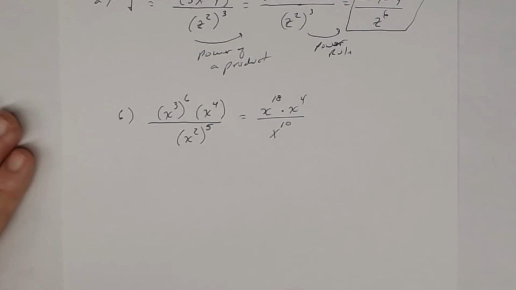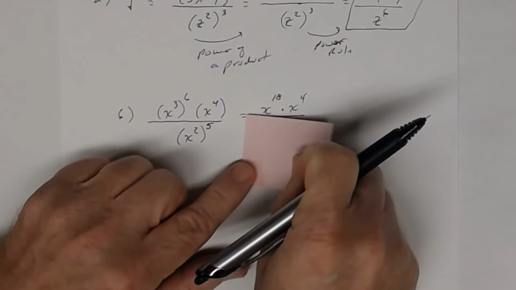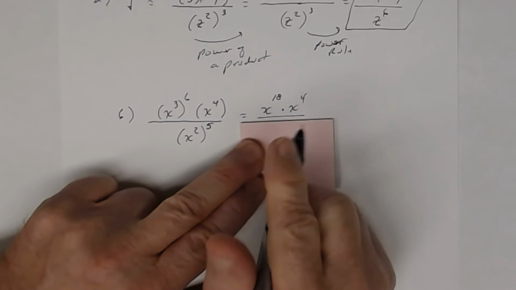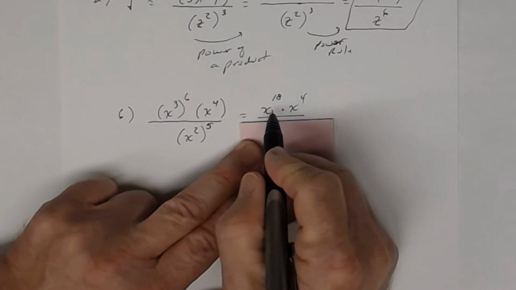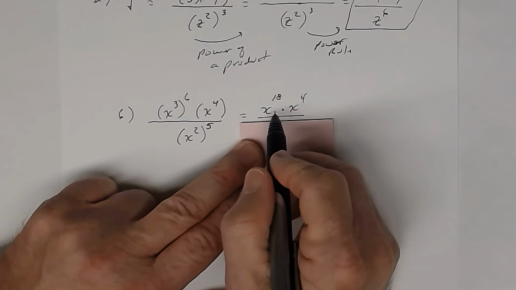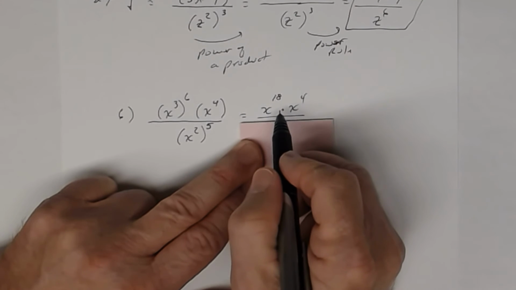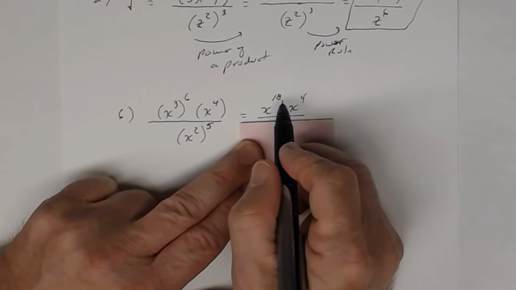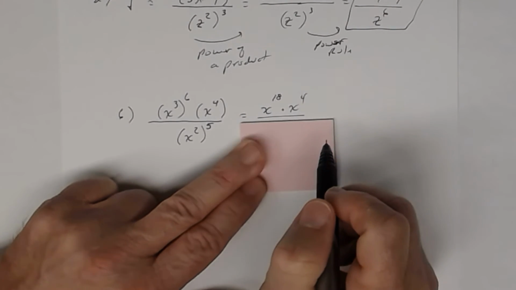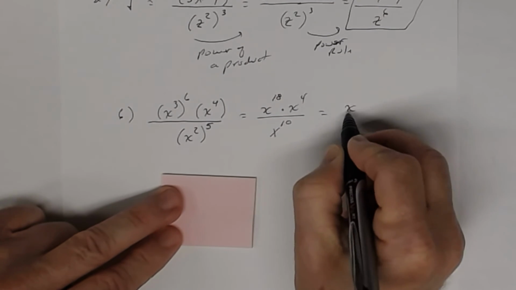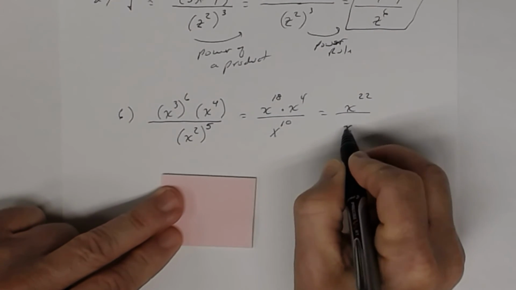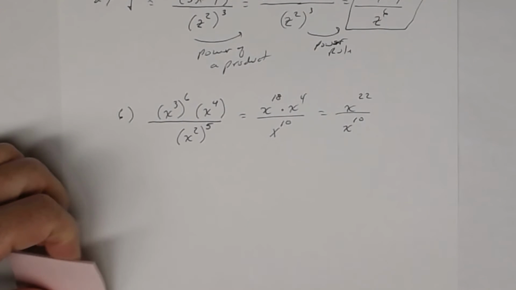All right? Now, look at the numerator. Cover that denominator up. In the numerator, I can use the product rule for exponents. When you multiply like bases, you add exponents. 18 plus 4 is 22. So it becomes x to the 22nd power divided by x to the 10th. All right, so that's where we're at.